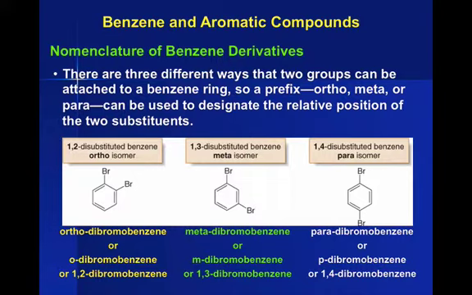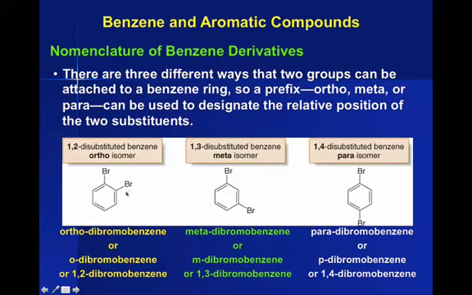When you have more than one substituent on a ring, it does matter how we name them. So let's look at the dibromobenzene derivatives. Here we have benzene with two bromine groups. If you notice, we start numbering at 1, we would number 1, 2, 3, 4, 5, 6. So this would be 1,2-dibromobenzene.